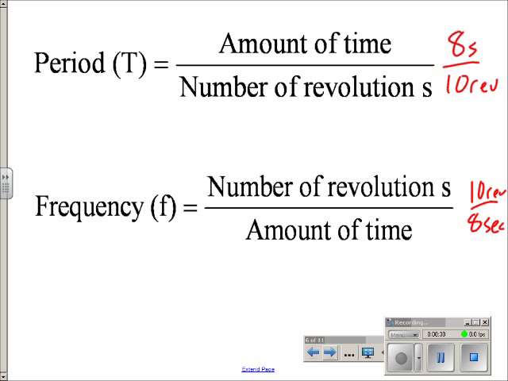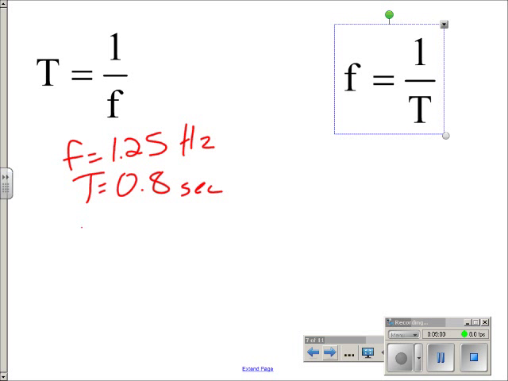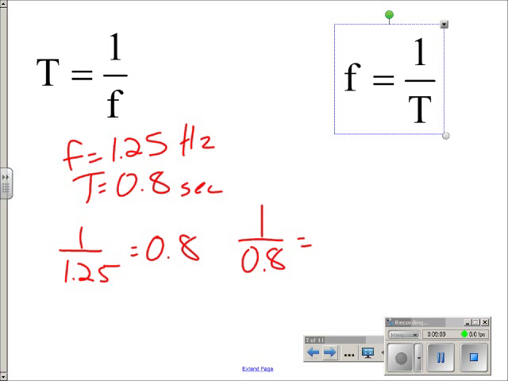Now, this brings up an important, interesting side note. It turns out period and frequency are reciprocals, right? The period is 1 over your frequency. So in that example we just did, our frequency was 1.25 Hertz, and our period was 0.8 seconds. And it turns out if you do 1 over 1.25, it gives you 0.8. Or if you do 1 over 0.8, it gives you 1.25. So in other words, if you know one of these, you automatically know the other. If you know the frequency, you know the period.